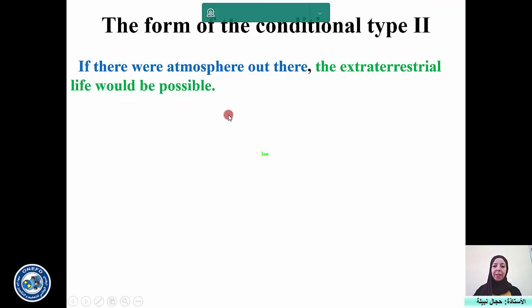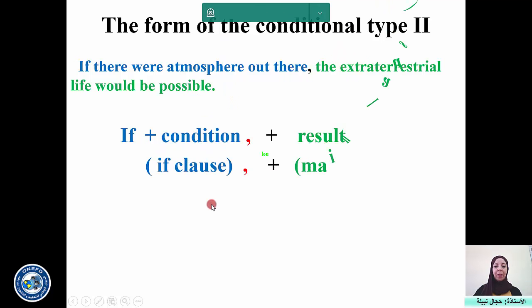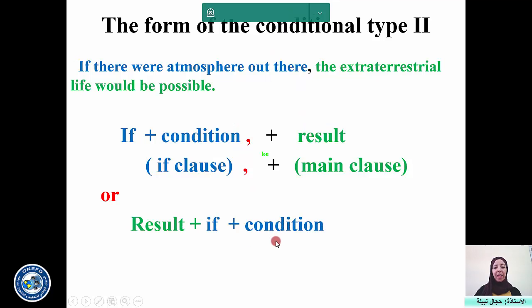So if I write a sentence in the conditional type 2, I should write if plus the condition plus a comma, that is essential, followed by the result. Now this part that contains if and the condition is called the if clause. And the part that expresses the result is called the main clause or the result clause. Of course, our sentence can be written in a different way, starting with the result, then if, then the condition. In this case, we don't need to put a comma. So you put a comma only if you start with the if clause.